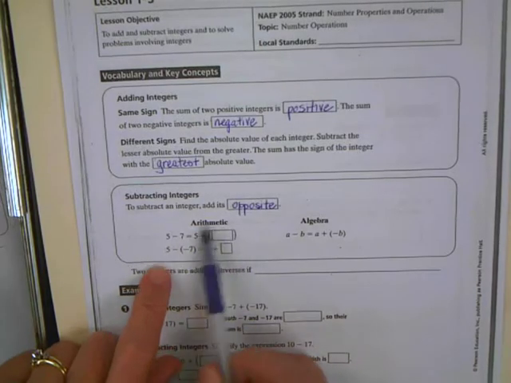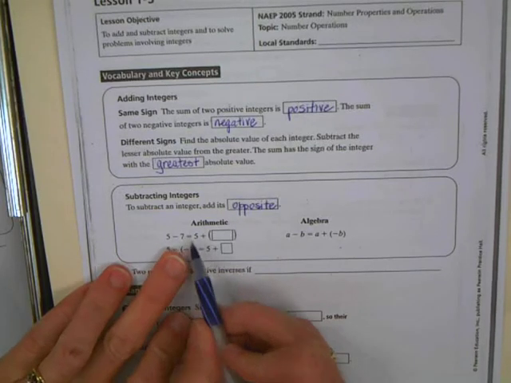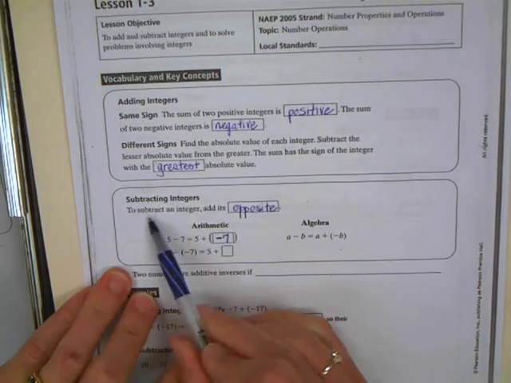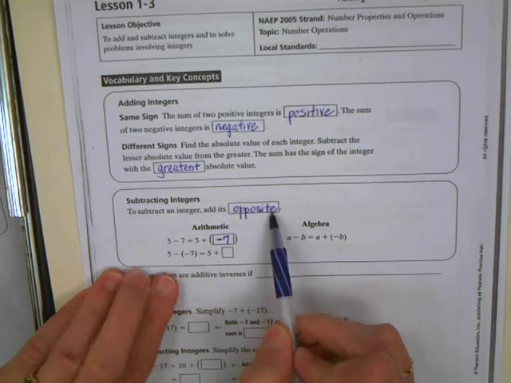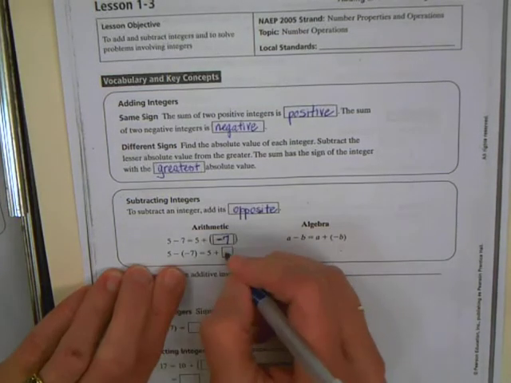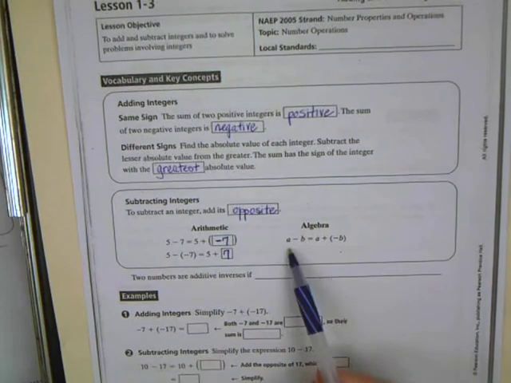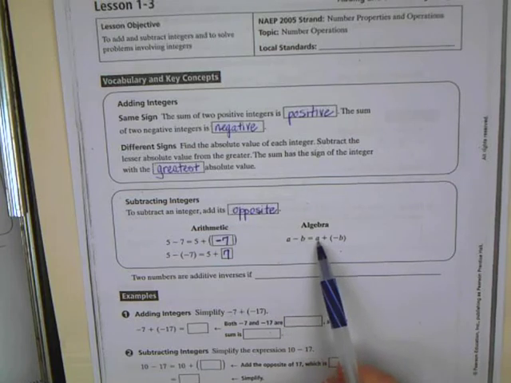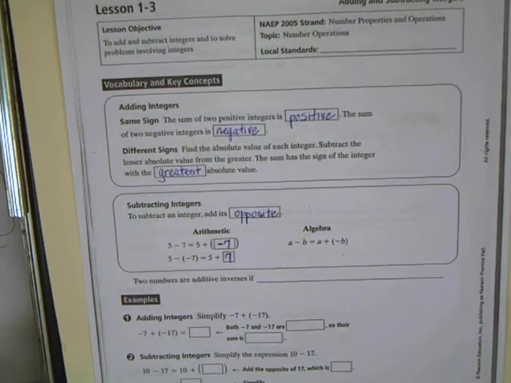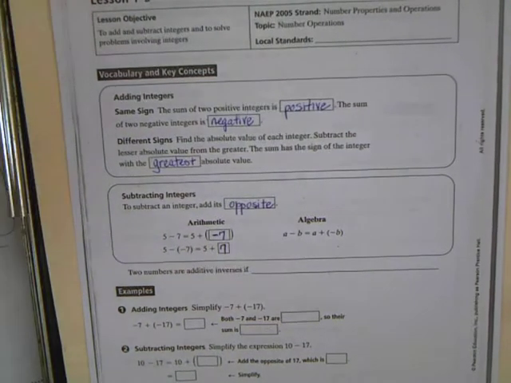So here are a couple of examples. If we use arithmetic, 5 minus 7 becomes 5 plus -7 by following this rule. To subtract an integer, add its opposite. Similarly, 5 minus -7 becomes 5 plus 7. Algebraically, we see that A minus B is equal to A plus the opposite of B, or A plus -B. Okay, very quickly, in a nutshell, those are the two rules that we want to use.